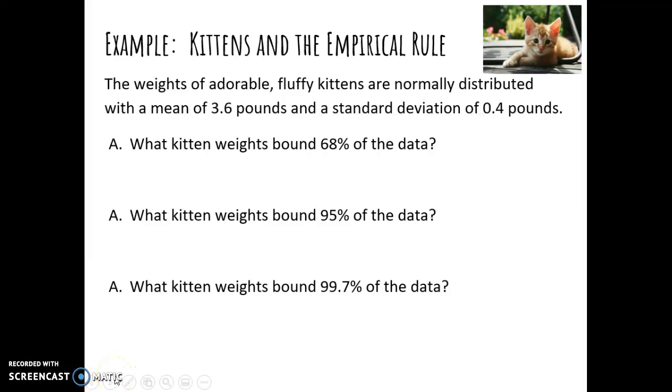Hello, this video is Measures of Spread, Part 4, and we're beginning with the kitten and the empirical rule example. The weights of adorable fluffy kittens are normally distributed with a mean of 3.6 pounds and a standard deviation of 0.4. What kitten weights bound 68% of the data? What kitten weights bound 95% of the data, and what kitten weights bound 99.7% of the data? So why don't you pause this video and see if you can answer those questions.